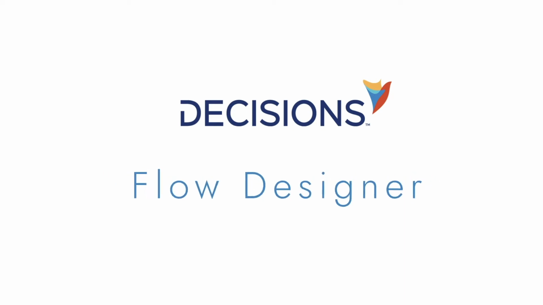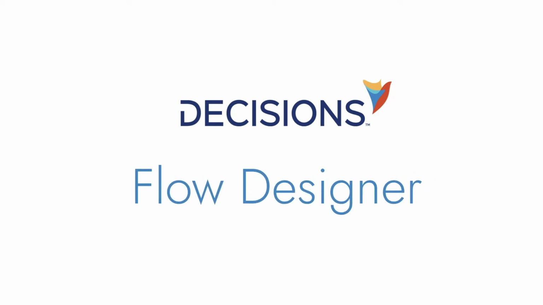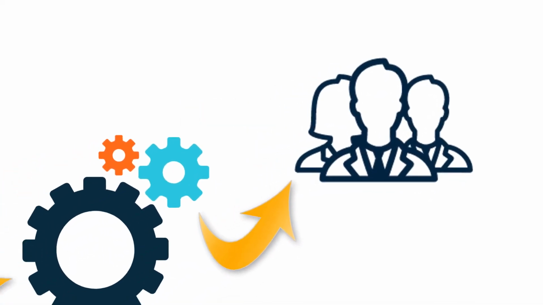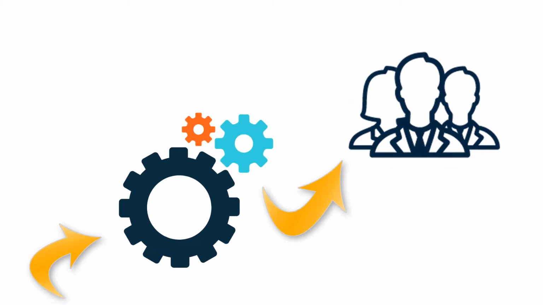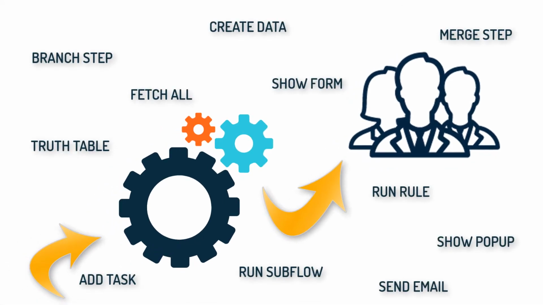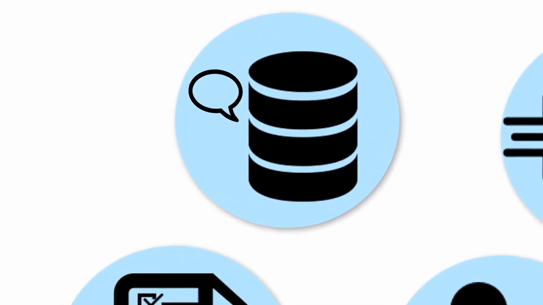Flows are a sequence of steps that are connected together to automate business processes. In Decisions, flows connect people and systems with a variety of steps in order to get work done. These steps can be interconnected to automate common business processes, from assigning a task, getting an approval, sending an email, or even communicating with the database.